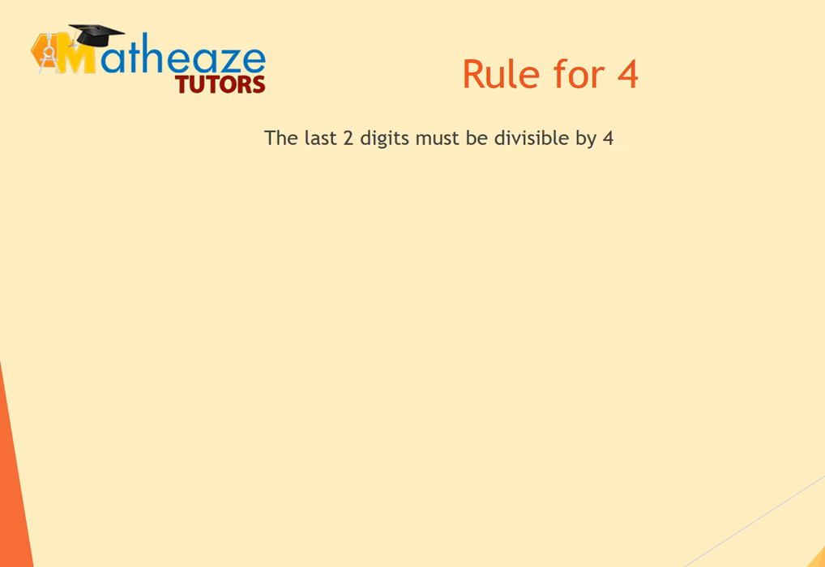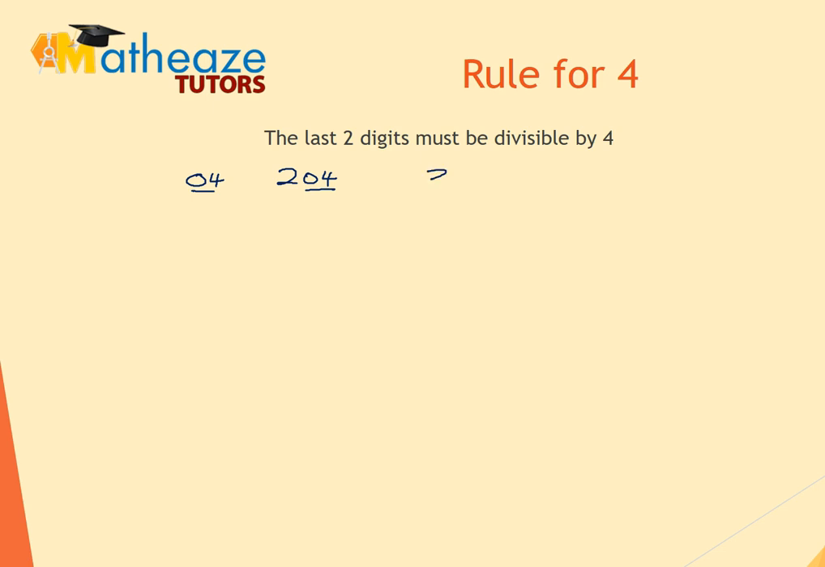The rule for 4 states that for a number to be divisible by 4, the last 2 digits must be divisible by 4. Let's look at a few examples. So if I have 04, consider last 2 digits divisible by 4. Now let's put that in a number, 204. Because this is divisible by 4, then the whole number is divisible by 4.